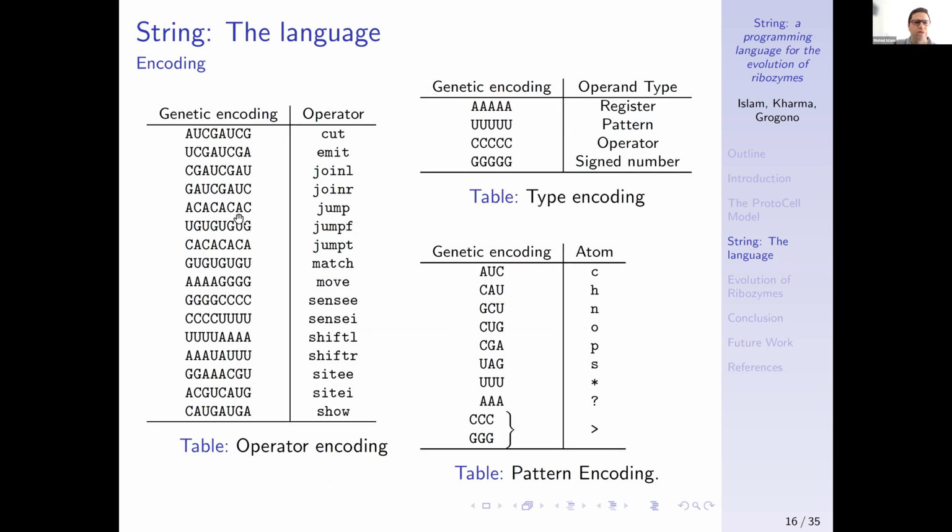Here in the tables, you can see the encoding process. When we see a coding of this kind, it's translated to a cut operation, and so on and so forth. And you can see the other types of encoding as well.